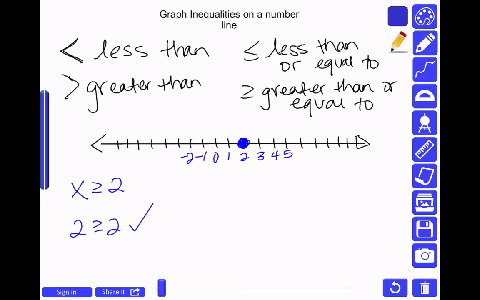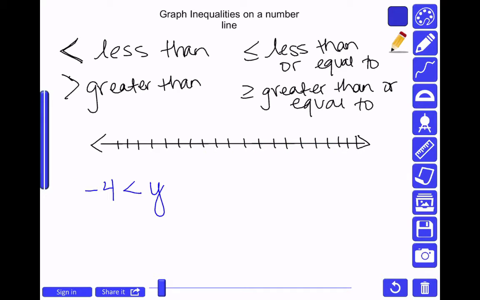Now my solutions, the other solutions, are going to be to the right because it is greater than. So I would indicate that by this ray here. So that blue ray represents all of the solutions to x. Again, an inequality has multiple solutions, not just one solution like an equation. Here we have -4 is less than y. Now remember, when I graph, this needs to be the graph of the solutions for y.